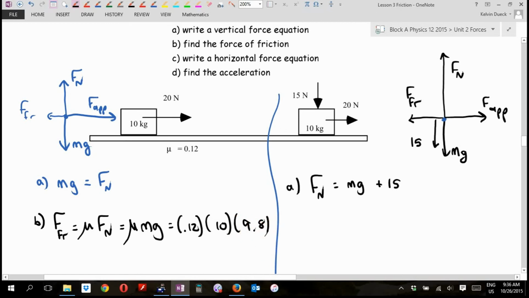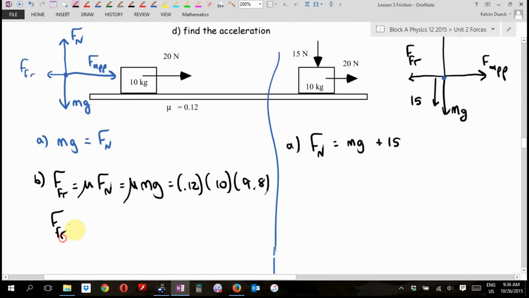Okay. How big is the force of friction? You know what? I should be able to do this in my head. It's going to be 10 times 9.8 times 0.12. It's going to be 9.8 plus 1.96. It's going to be 11.76. Yeah?